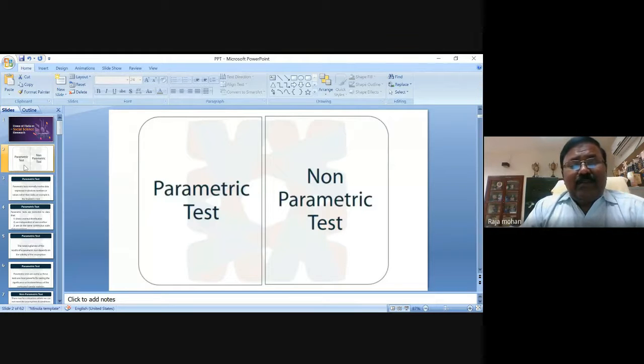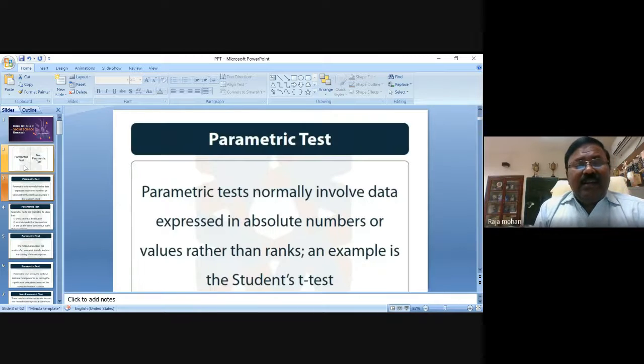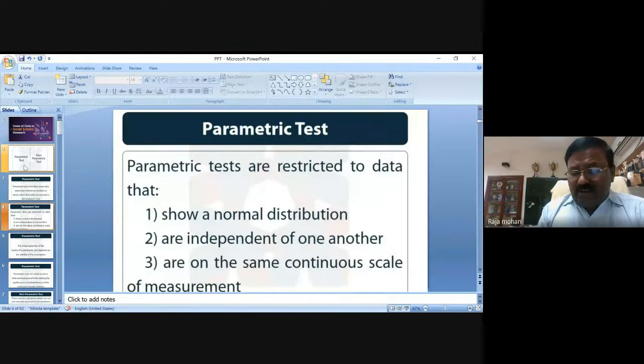In a parametric test, I told you that when we use mean, median, mode in any test, it becomes parametric. And if we are not using this, it becomes non-parametric. Parametric uses absolute numbers or values rather than ranks. Whereas non-parametric, whether it is the U-test, Friedman test, or Kruskal test, all the tests use ranks. Based on the ranks only we are doing it.